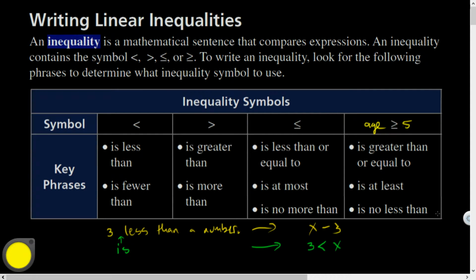Or is no less than. Your height must be no less than 3.5 feet to ride a roller coaster. All people who are allowed to ride the roller coaster would be greater than or equal to that height.